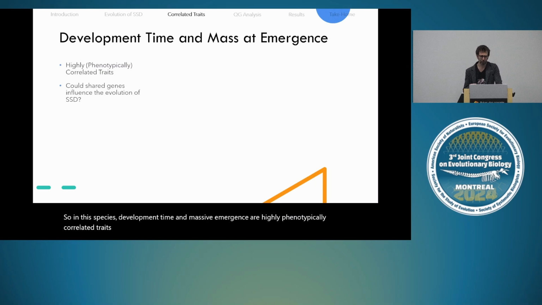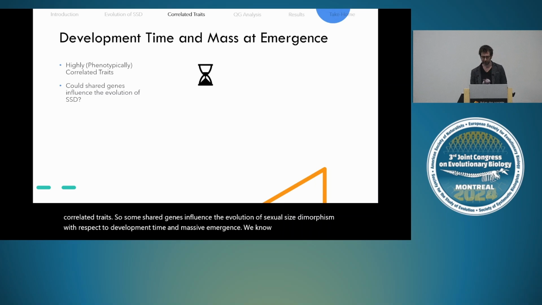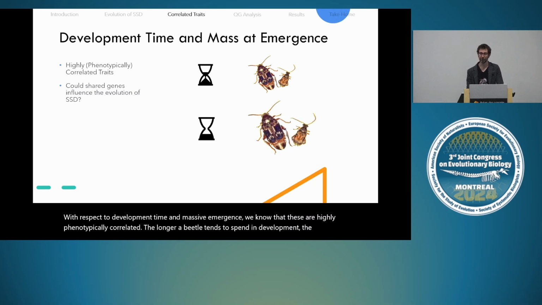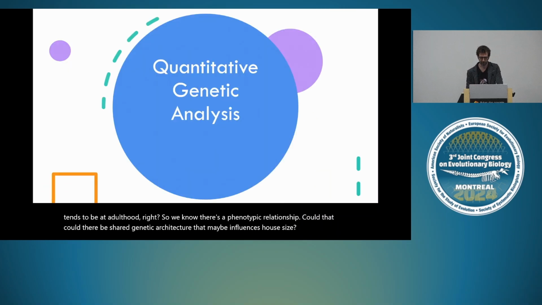So could some shared genes influence the evolution of sexual size dimorphism with respect to development time and mass at emergence? We know that these are highly phenotypically correlated. The longer a beetle tends to spend in development, the larger it tends to be at adulthood, right? So we know there's a phenotypic relationship. Could there be shared genetic architecture that maybe influences how size evolves in the sexes? We ran a quantitative genetic analysis to figure out how much variance was there for these traits.